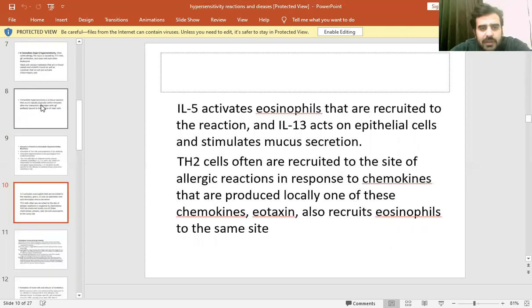Interleukin 5 causes eosinophil activation, and there will be recruitment of these eosinophils at the site of reaction. Interleukin 13 acts on epithelial cells and causes mucus secretion. The helper T2 cells are also often recruited at the site of the allergic reaction in response to chemokines that are produced locally. One of those chemokines produced locally is called eotaxin. It causes the recruitment of eosinophils at the inflammatory site, or at the site of the allergic reaction.